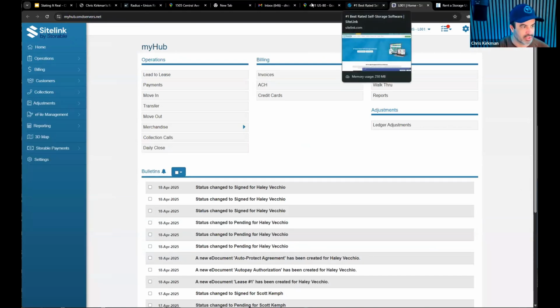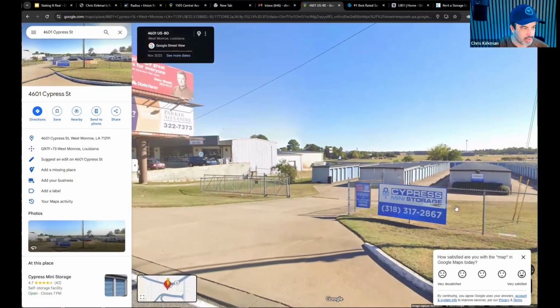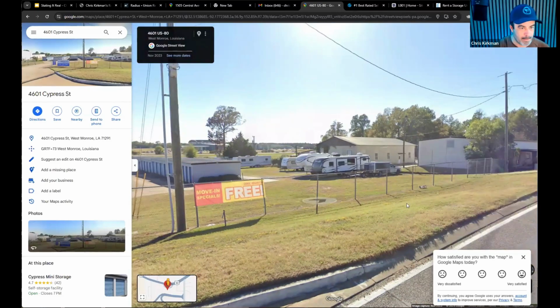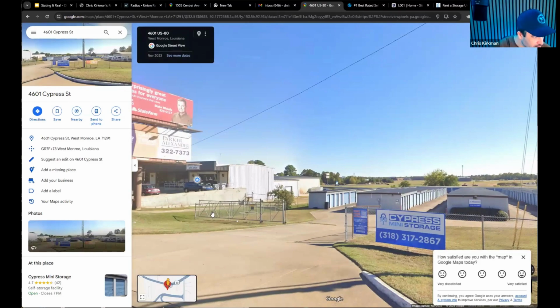And kind of going back to the facility, look at this thing. This is kind of a common drive-up facility. Looks like the fence doesn't go around though. Or does it? Yeah, it does.